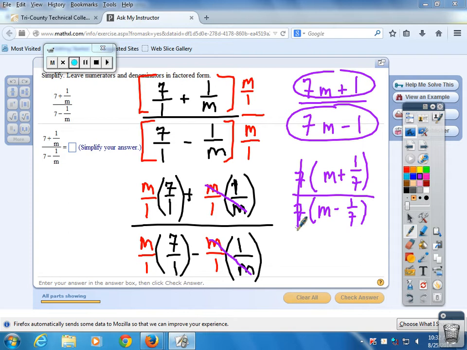But what do you do when you factor? What do you do when you factor? Tell me what operation. There's only 4. Addition, subtraction, multiplication, and division. When you factor out a common term, what do you do? Divide. So, what's 7M divided by 7? M. What's 1 divided by 7? What's 7 divided by 7? And then 1. So, if you wanted to cancel out the 7s, that's how you would do it.